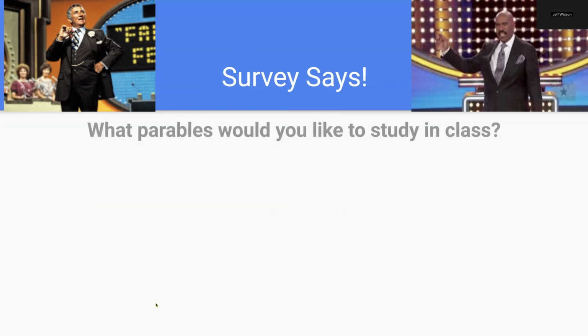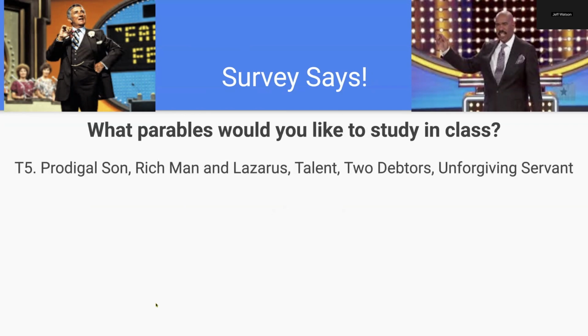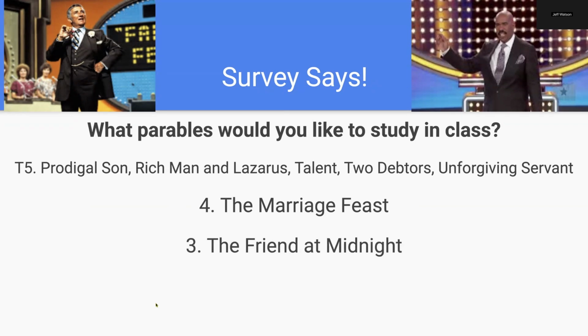The other question was, what would you like to study in class? We had a 1, 2, 3, 4, 5-way tie for 5th. You can see them there. Coming in 4th was the marriage feast. Coming in 3rd was the friend at midnight, which Alan Bobo just did this past Sunday. The cost of discipleship was something I did 2 weeks ago.